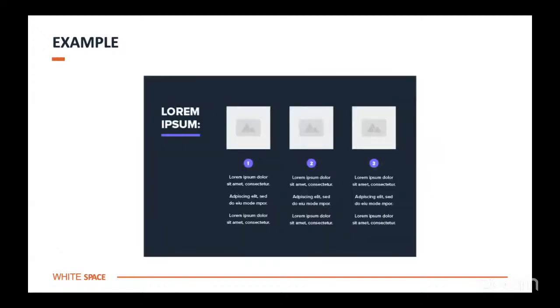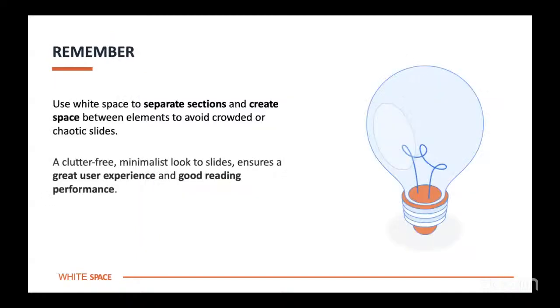So white space doesn't necessarily have to be white, as I mentioned. It can also be a dark background with less text or images on it. Again, make sure the contrast between the white text on a dark background is high to ensure it's easier to read. White space is also referred to as negative space, so it's the empty spaces that balance the information on the page. You can use white space to separate sections, create space, and avoid a crowded and busy slide. A clutter-free, minimalistic-looking slide ensures a better user experience and good reading performance.